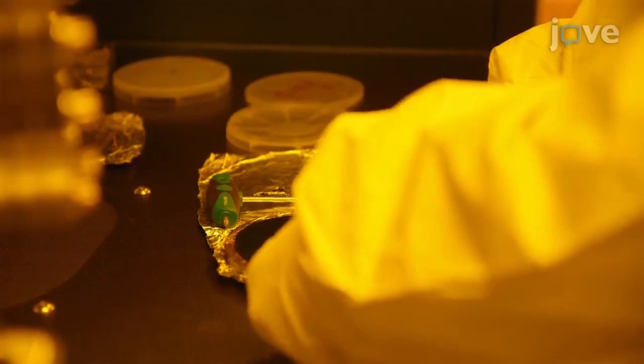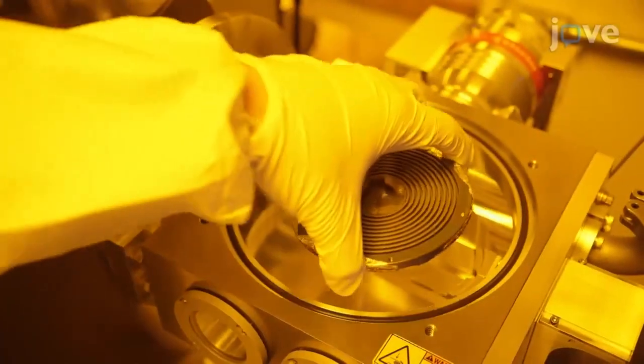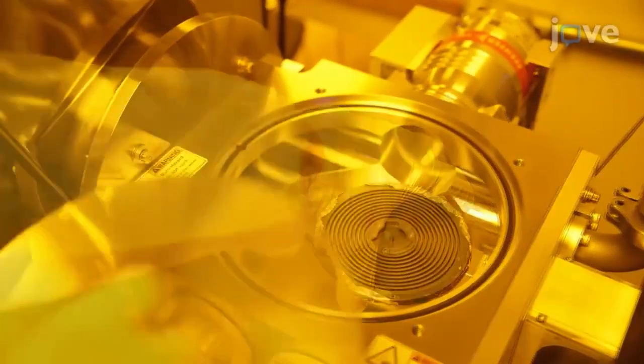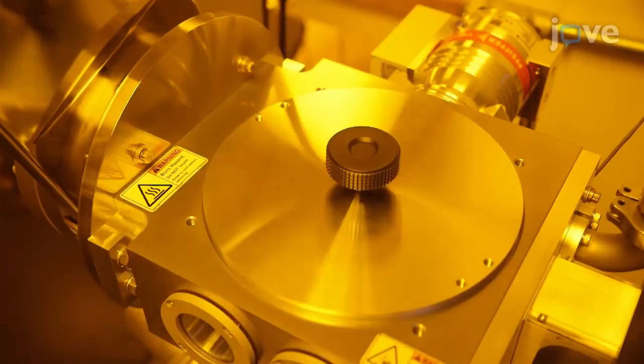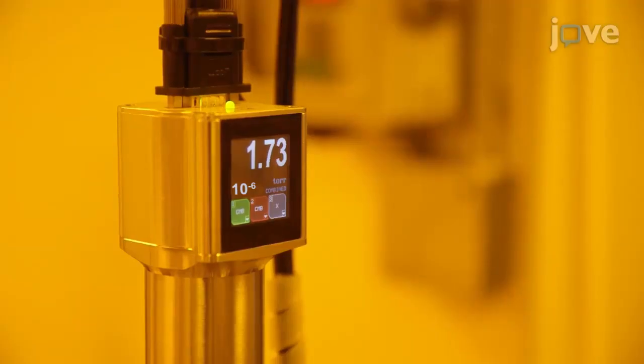Load the substrate into a thermal evaporator system and evacuate the chamber to reach the desired pressure for the deposition of the metal film. Ensure that the chamber is evacuated to a pressure on the order of 10 to the -6 torr for the removal of air and water vapor in the chamber.